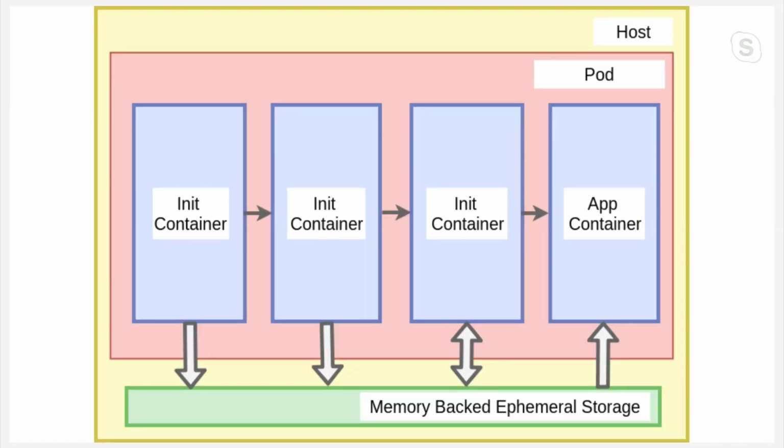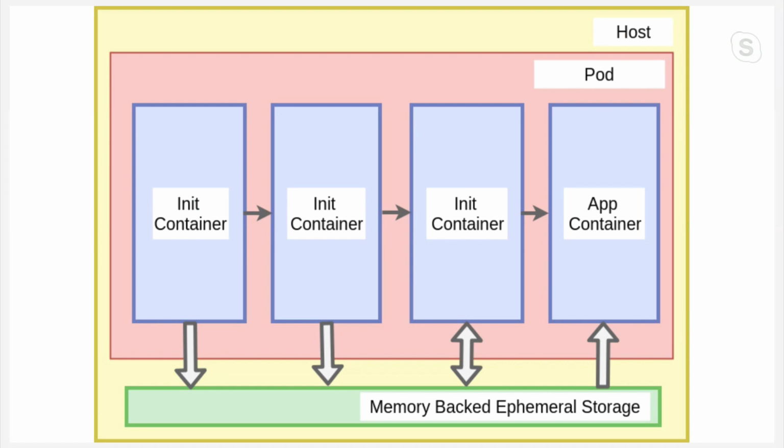Moving on to this thing. So let's see a typical workflow that we see in a Kubernetes world, right? You have a host, and then there is a pod that you launch, and you have multiple init containers, and finally app containers, and these containers, while they run, can communicate with each other using a memory-backed ephemeral storage. Typically in the Kubernetes world, this is called an emptyDir type volume.